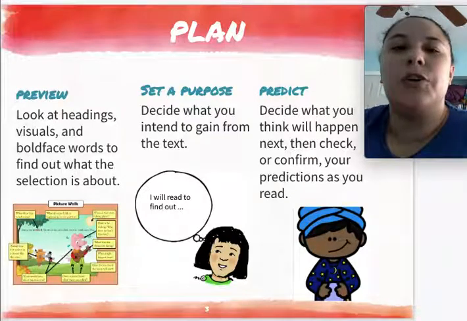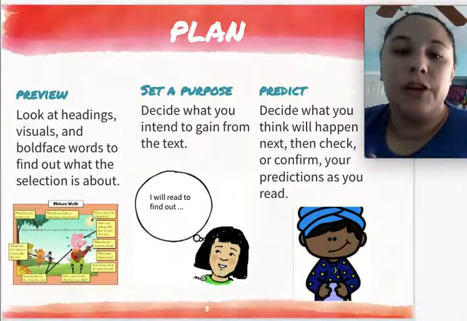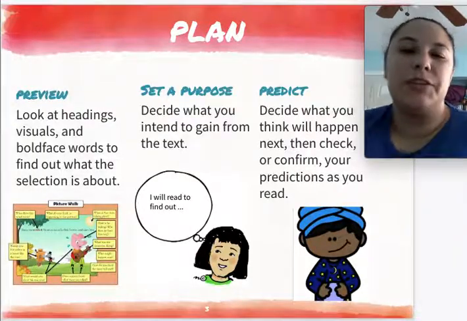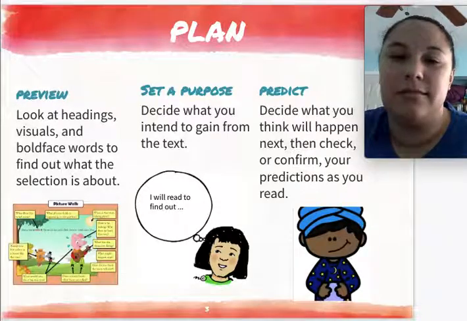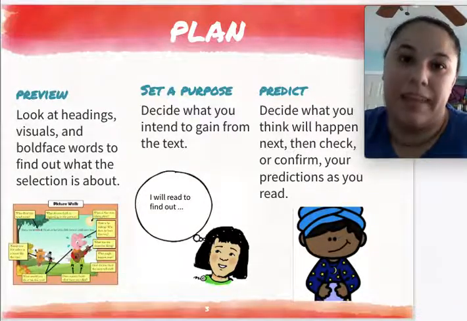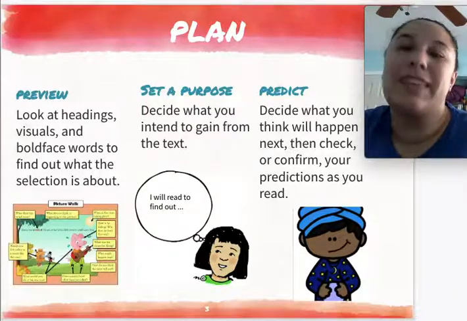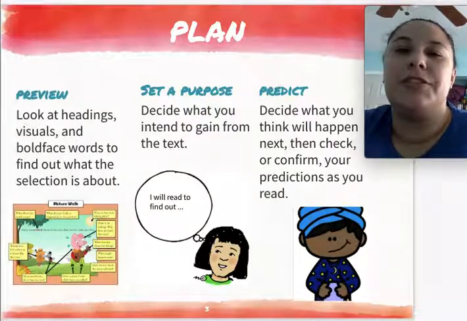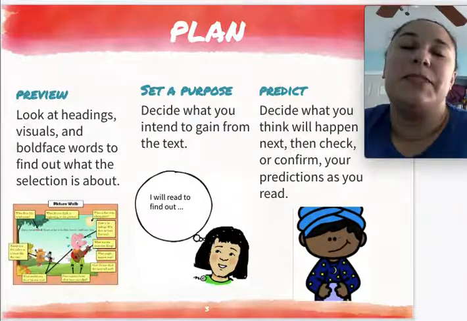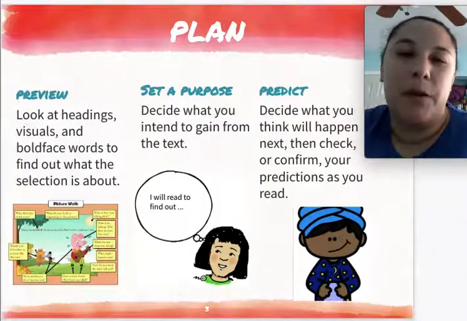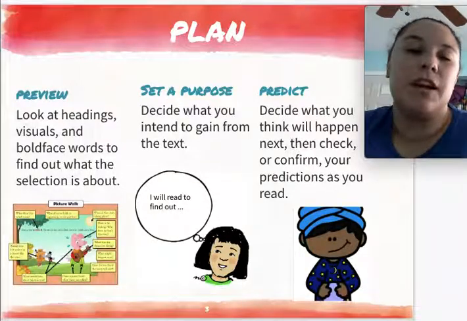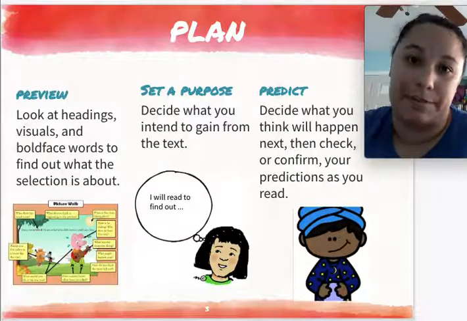The next thing you do is you set a purpose. Good readers always know why they're reading the story. So you want to figure out what you want to learn or what you want to gain from reading this text. In the stories that we read, they will usually give you a purpose, but in the things you read on your own, you practice setting your own purpose. And the third thing we want you to do before you read is to predict. Predict means you try to guess, figure out what's going to happen next, and then while you're reading, you see if you were right or wrong. So those are all things that you do before you read the story.